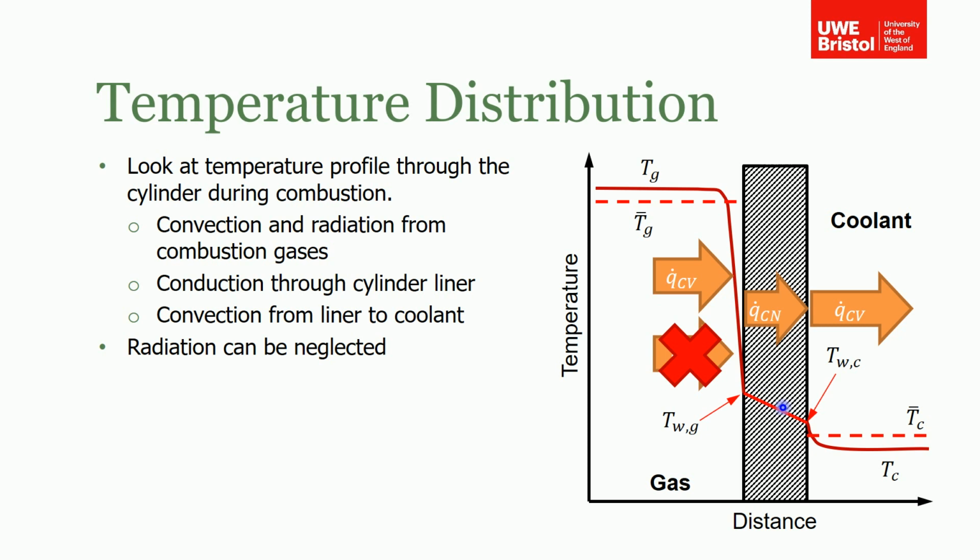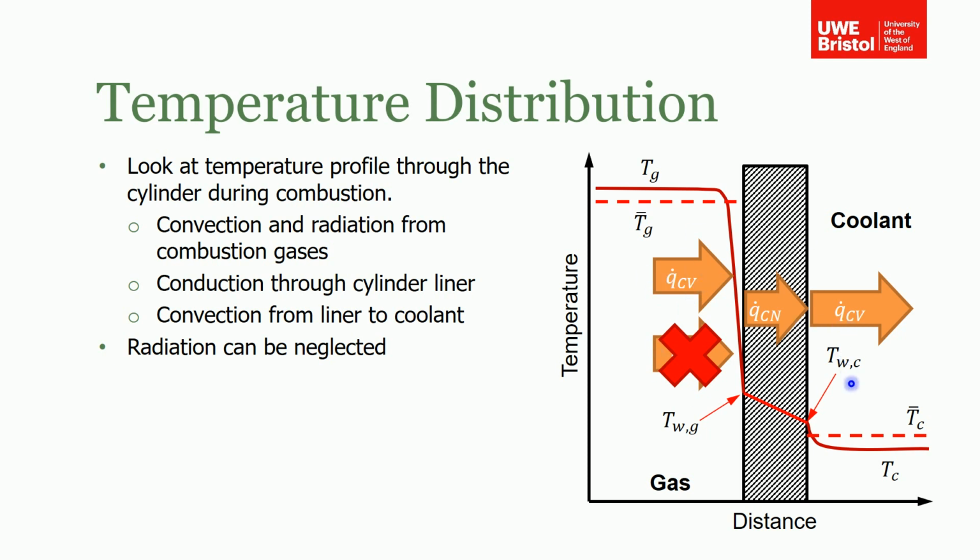Then there's a linear temperature profile through the thickness of the cylinder, which is governed by Fourier's law, which gives us the temperature of the wall on the coolant side. And then we've got, again, convection up to the bulk coolant temperature. Okay, so we can see what's going on through here.